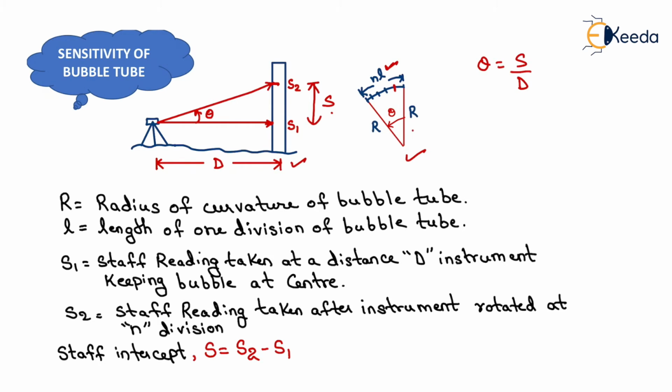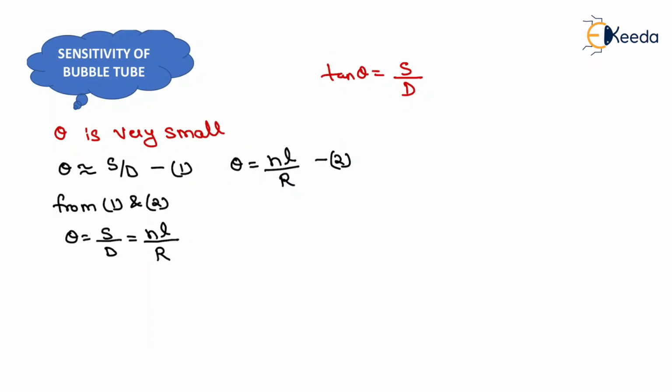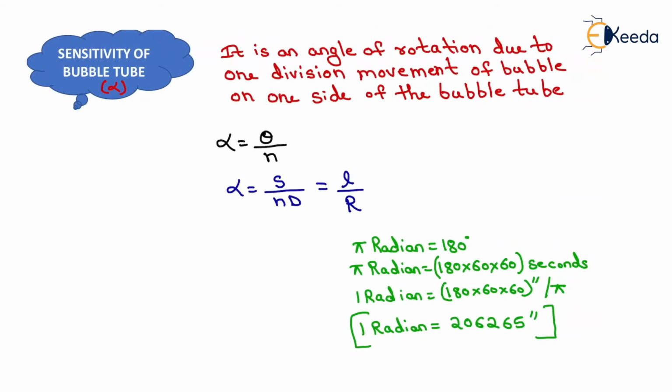Similarly, from this diagram, it is clearly seen that theta will be equal to arc upon radius, and the value of arc is NL and the value of radius is r. So we will write theta is equal to NL upon r and theta is equal to S by d. Now from the first and second equation, theta will be equal to S by d is equal to NL upon r.